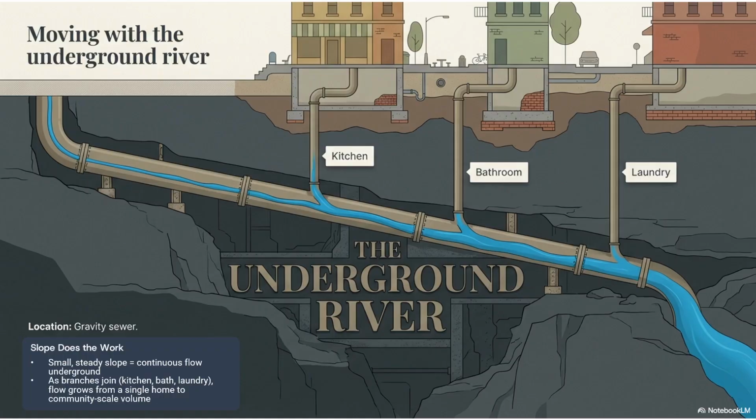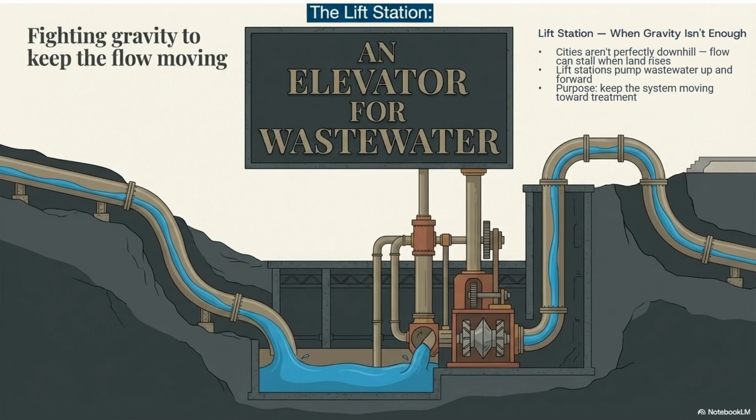But cities are not perfectly downhill. Sometimes the land rises. And when the land rises, gravity stops being enough to push forward. You feel the flow slow, almost like a tired crowd trying to reach up a hill. Then you arrive at a place that feels different. You hear machinery, a deep humming. This is a lift station. Think of it as an elevator for wastewater. Wastewater can't climb hills by itself, so the lift station lifts it and sends it forward again so the journey can continue. You get lifted and released back into motion.